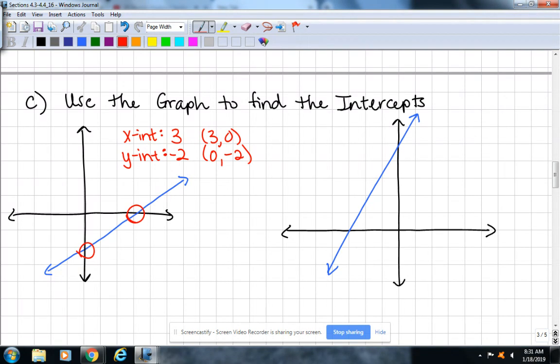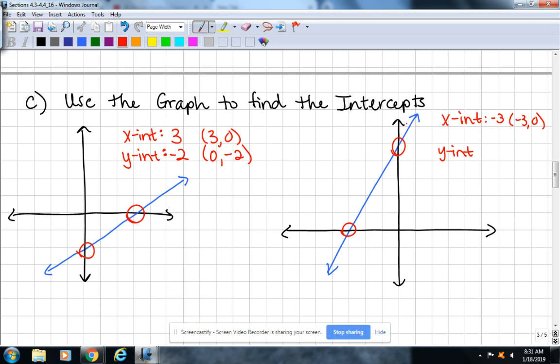All right, y'all tell me, what's the x-intercept for the next one? It's right there. Yep, negative 3, so it's negative 3, 0. Y'all with me? What's the y-intercept for that one?